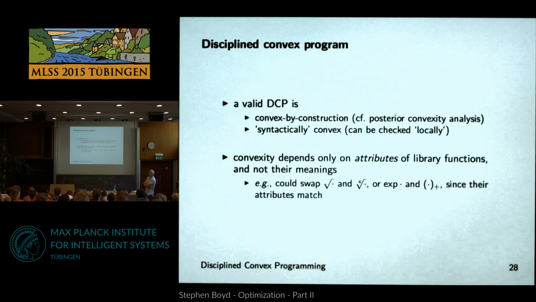So this is the idea. Now, very interestingly, what this says is convexity depends only on the attributes of the library functions, not their meaning. So you can actually switch out square root and fourth root, right? Or exp and the non-negative part, because they have exactly the same attributes. In other words, for example, these two are both convex, they're increasing, and they're both non-negative. Done. Because that's all that matters in this, okay?